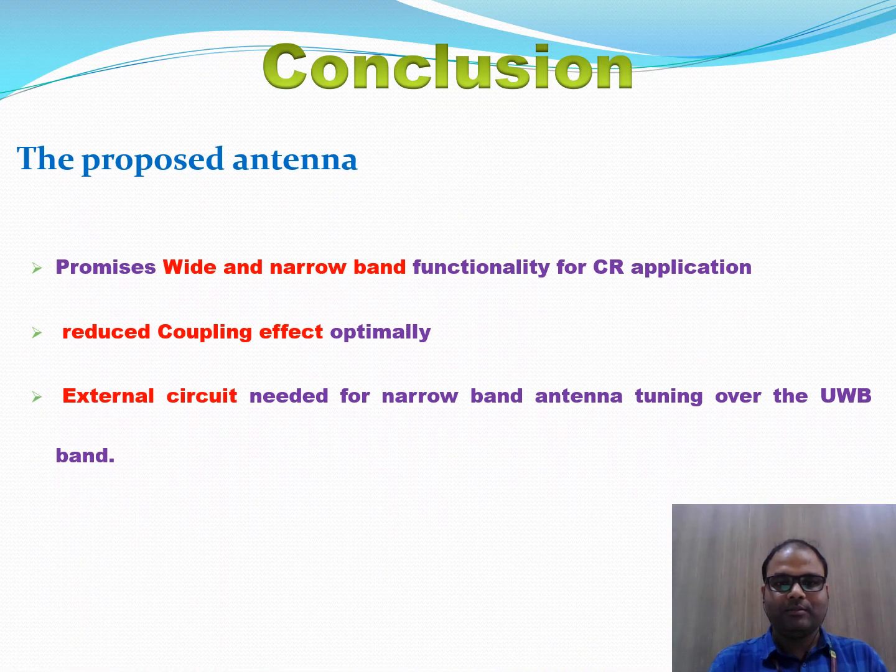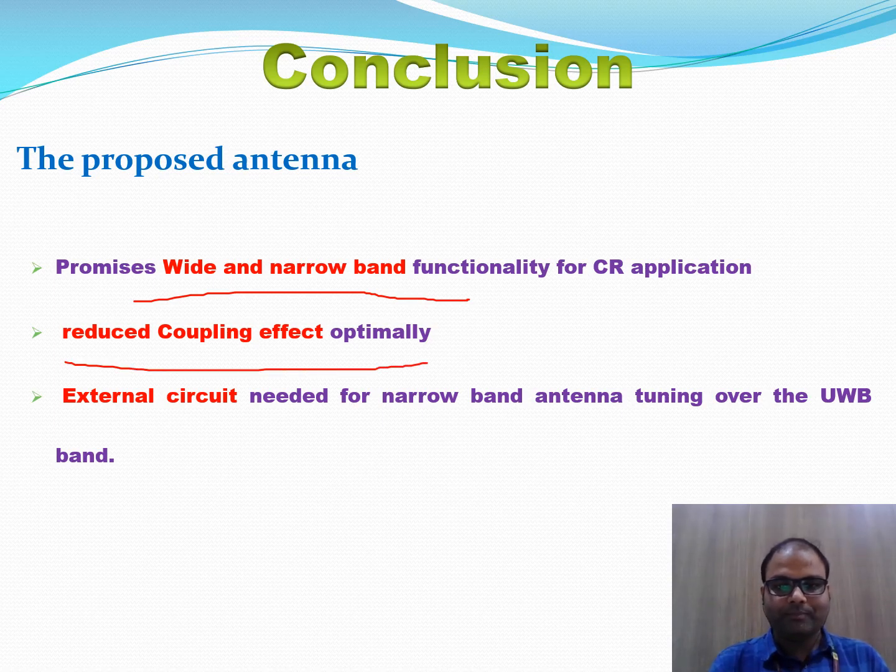So what is the conclusion? The conclusion is we got wide and narrowband functionality. How did we get the narrowband functionality? By our microstrip antenna. And the wideband functionality? By our ultra-wideband antenna. And the coupling effect is already reduced optimally. But at 10.5 something is still there, at minus 18 dB. We will reduce that.